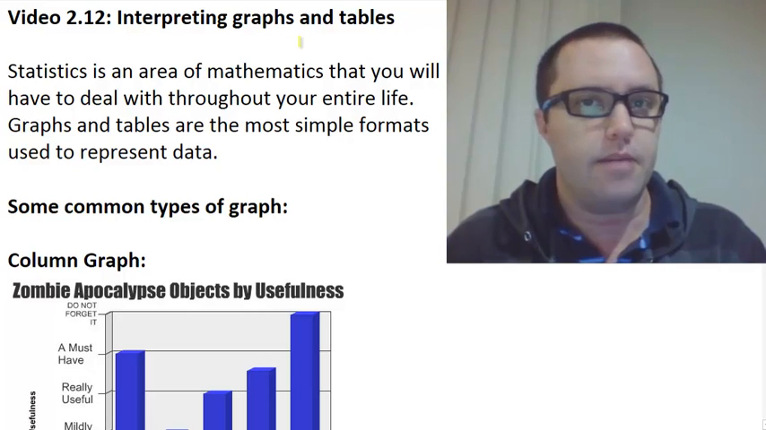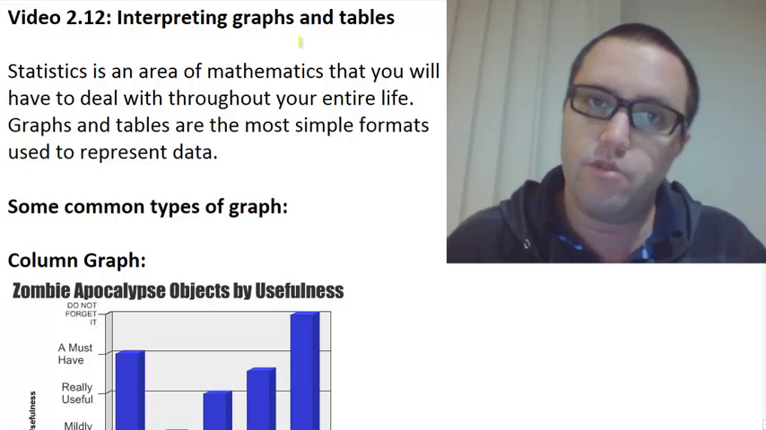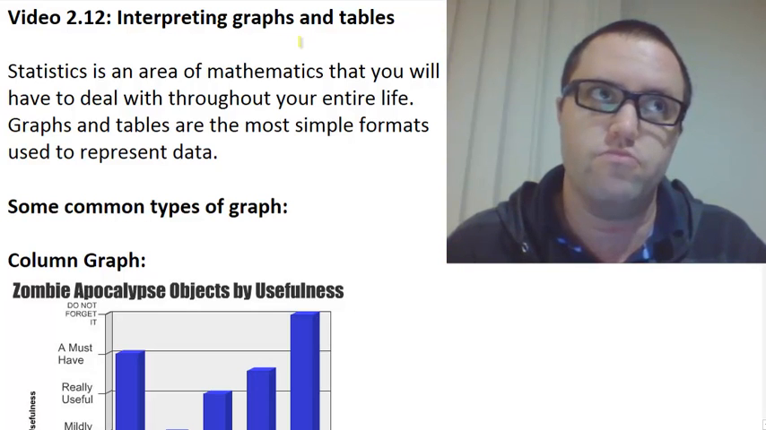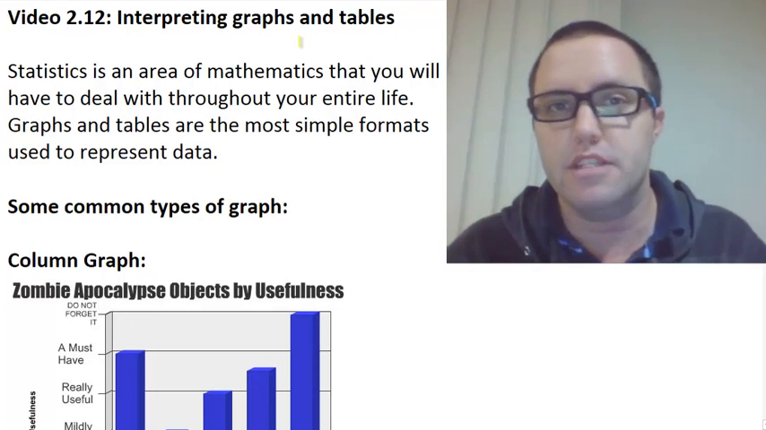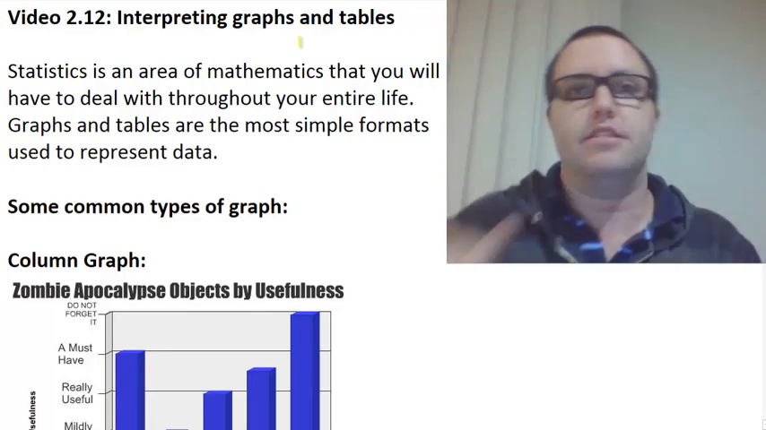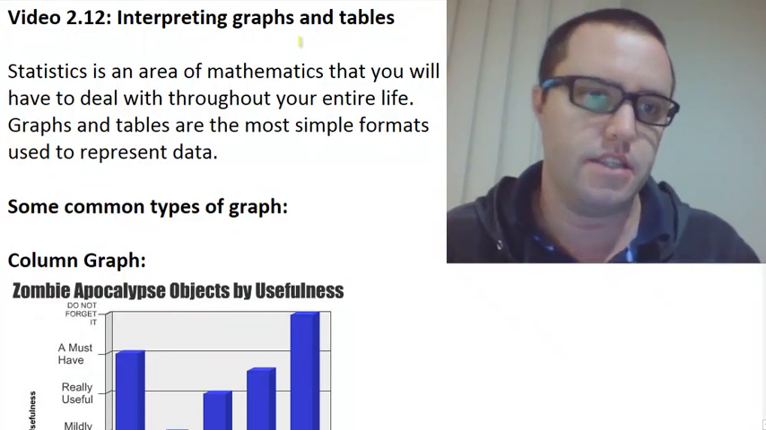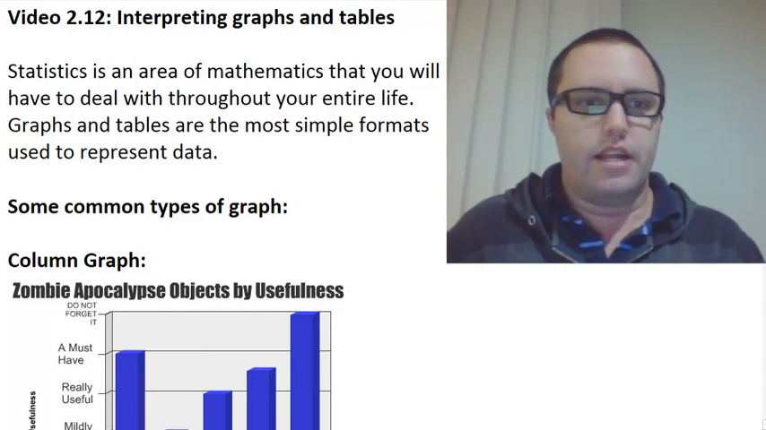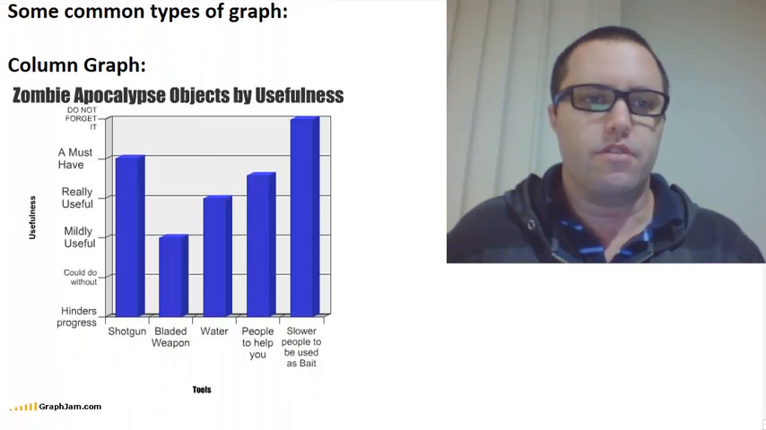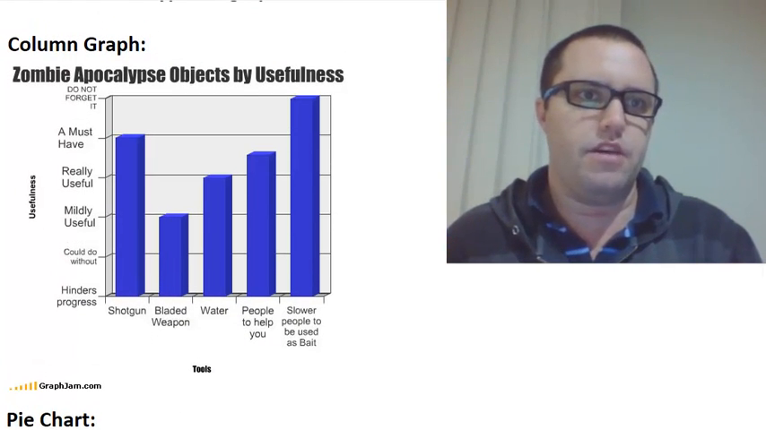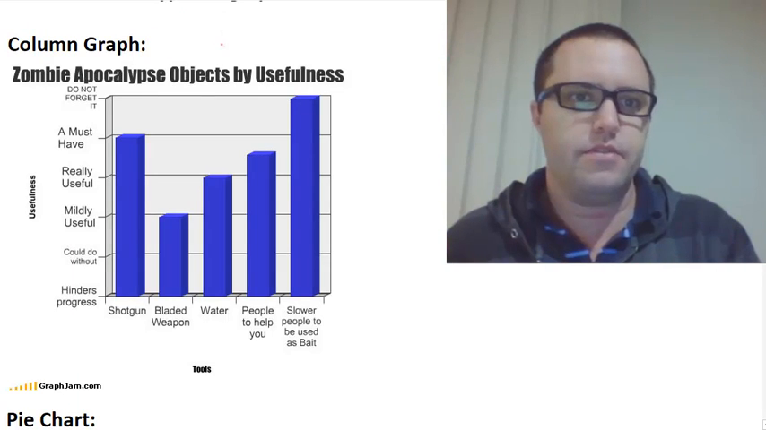And graphs and tables are the most simple formats used to represent data. So we're going to be checking that out before we move into the hard yakka and actual mathematics and calculations with statistics. So this one's a quick video. We're just going to have a look at a couple of common types of graph. Right. First one here is we have a column graph, or sometimes they're called bar graph sometimes.